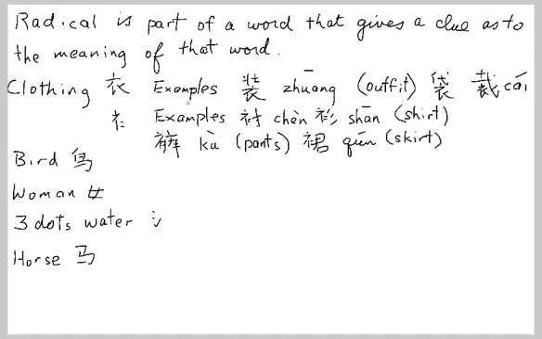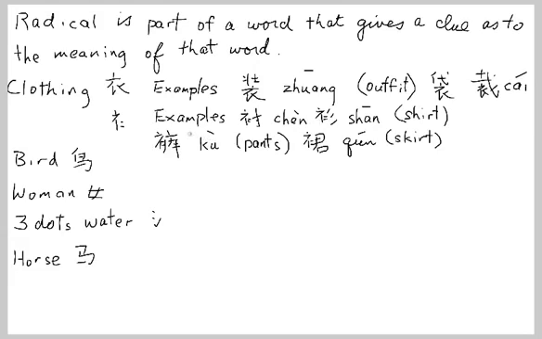And sometimes the radical is written this way, usually on the left of the character, and it also signifies clothing. Examples are cheng shan. Cheng means a lining. Shan means clothing again, and cheng shan means a man's shirt. You see these words with this radical quite often in the game.